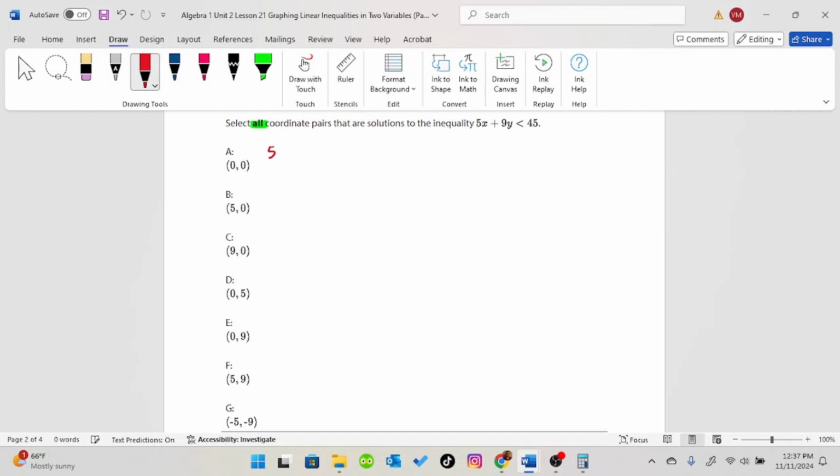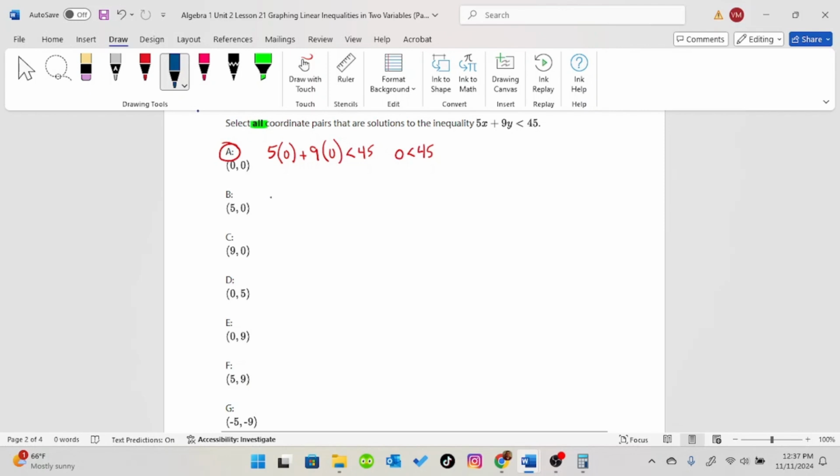So A says 5 times 0 plus 9 times 0 should be less than 45. Well, 5 times 0 is 0, 9 times 0 is 0, and 0 plus 0 is 0. 0 is less than 45, so A is a coordinate pair that is a solution to the inequality.